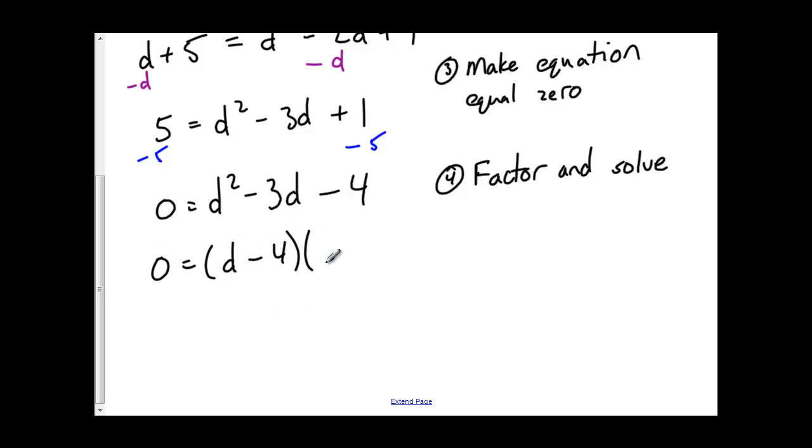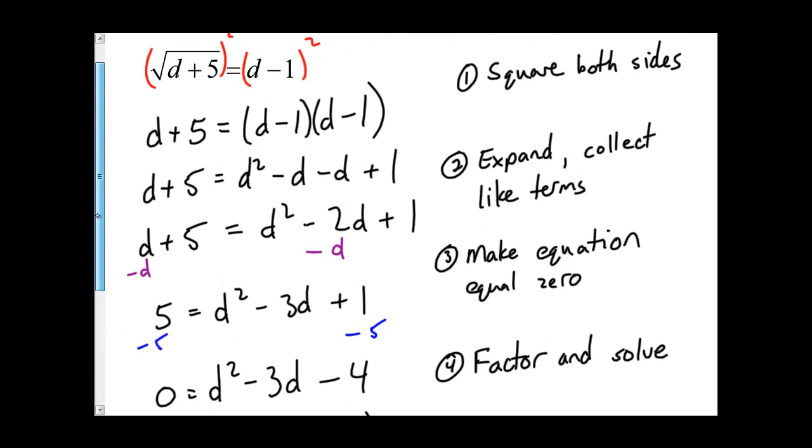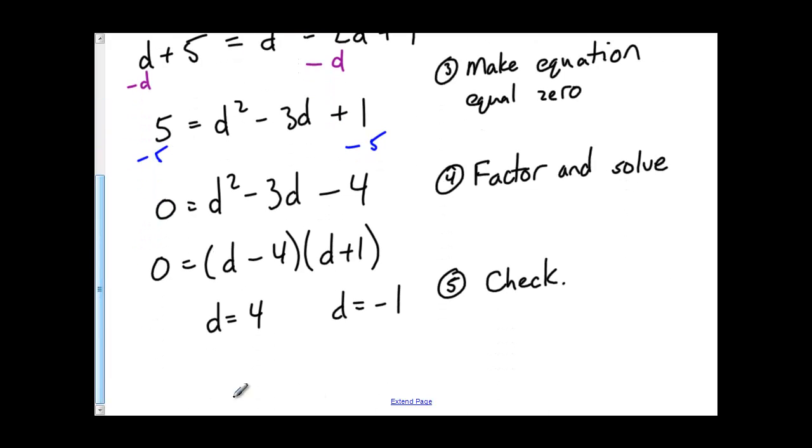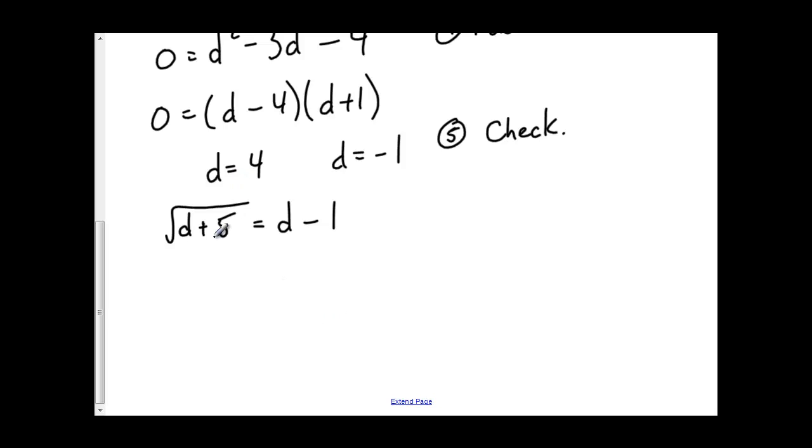We get d minus 4 and d plus 1, which means d equals 4 and d equals negative 1. My final step is I need to check. So I use my original equation, square root of d plus 5 equals d minus 1. And when I substitute in the 4, I get the square root of 4 plus 5 equals 4 minus 1. Well, 4 plus 5 is 9. The square root of 9 is going to give us 3, equals 4 minus 1, which is 3. So 4 is a solution.